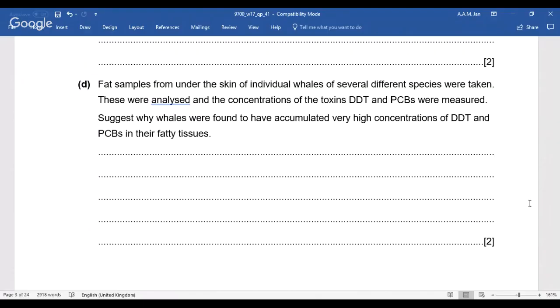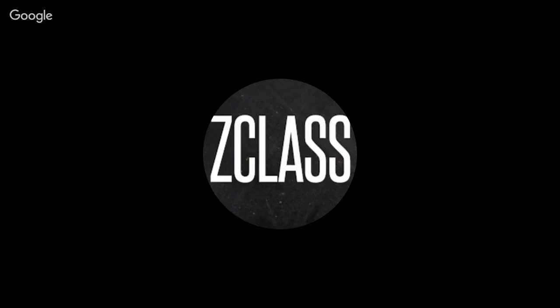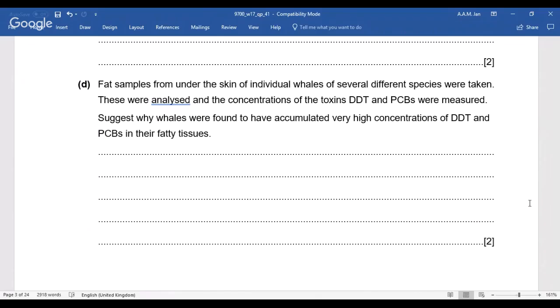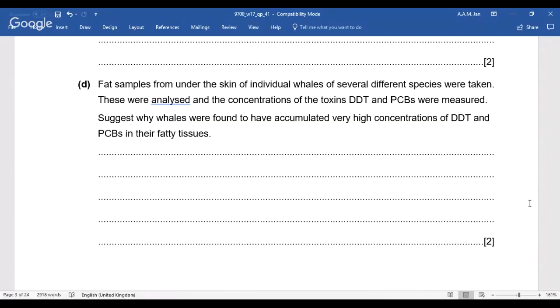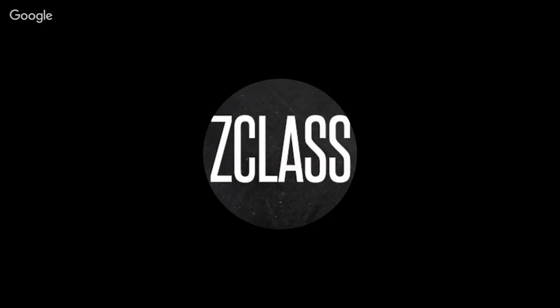How did it go from water to fat tissue? How did they get from the water to the whale's fat? I don't know. So the key thing here is that they're actually taken up by the producers, so the phytoplankton. So let's just write this out. So DDT and PCBs are dumped into the water, and then you have phytoplankton. What is a producer?